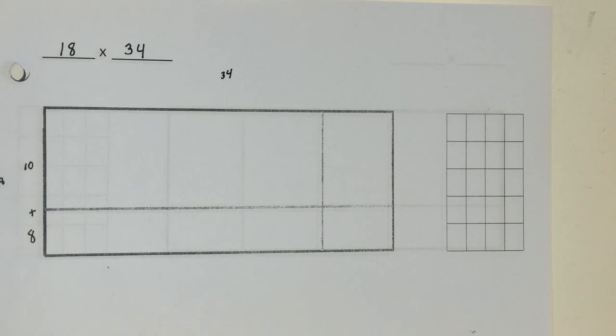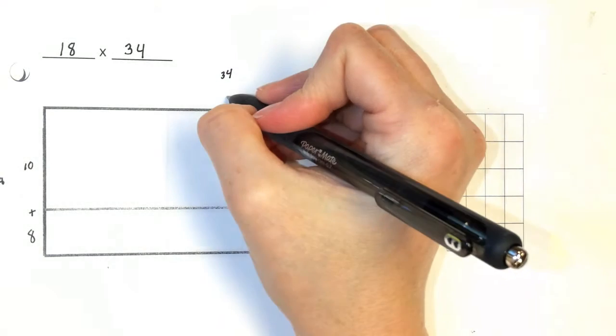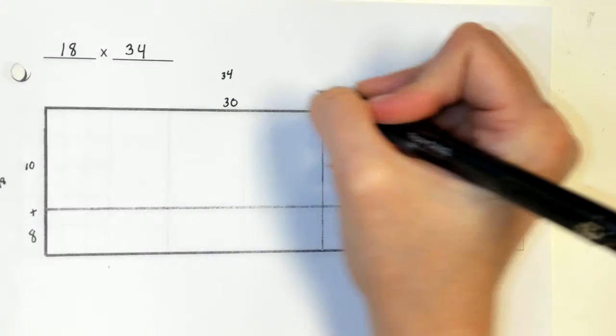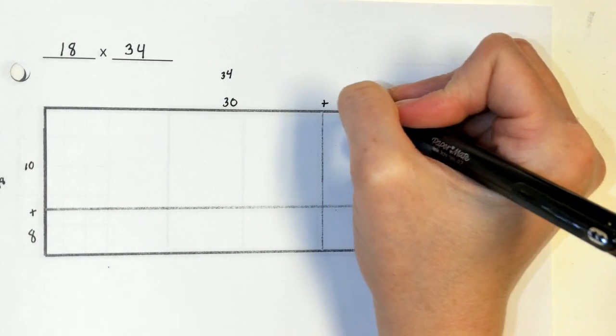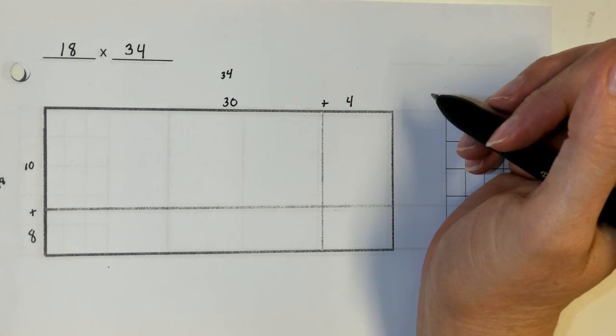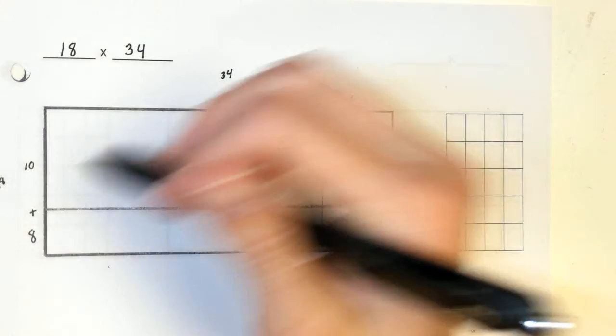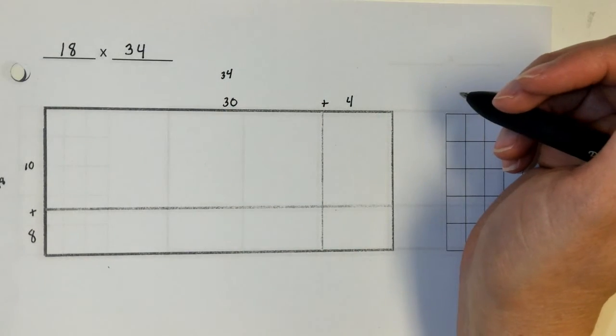All right, what is 34 in expanded form? Citavian? What is 34 in expanded form? Good. So I have 30 plus 4. All right, so I draw my box, I write my numbers in expanded form. Elena, what's next?